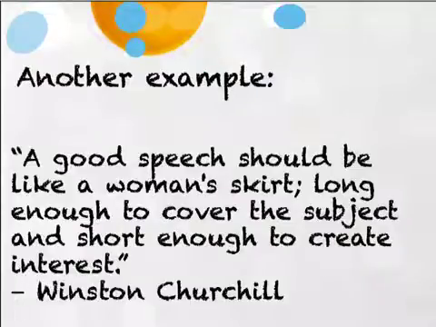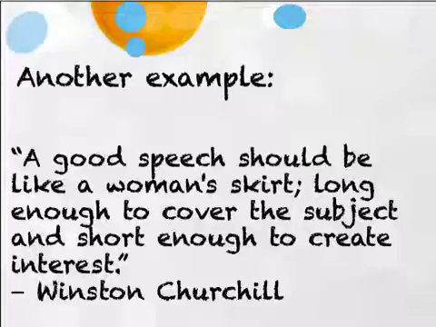Okay, here's another example for you. It's going to be from Winston Churchill. I thought it was pretty clever. It says, "A good speech should be like a woman's skirt, long enough to cover the subject and short enough to create interest." So it does follow our 3 rules here.